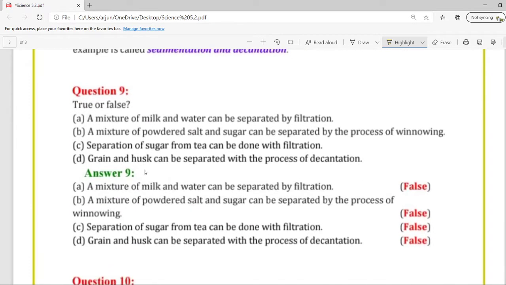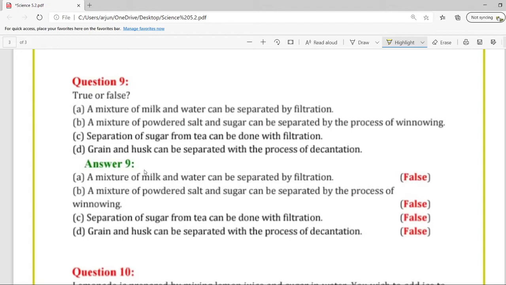The next is question 9, true or false. A mixture of milk and water can be separated by filtration. We know that by adding water into the milk, both become one. The solution cannot be separated by any means, so the statement is false. A mixture of powder salt and sugar can be separated by the process of winnowing. See, powder salt and sugar can be separated, but the process used is not winnowing, so the statement is false.